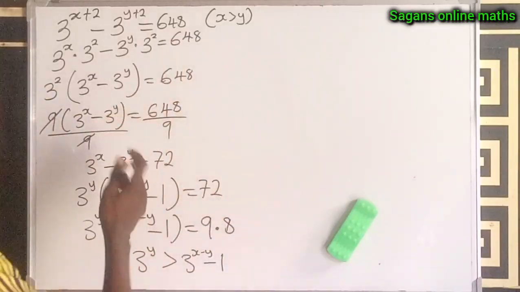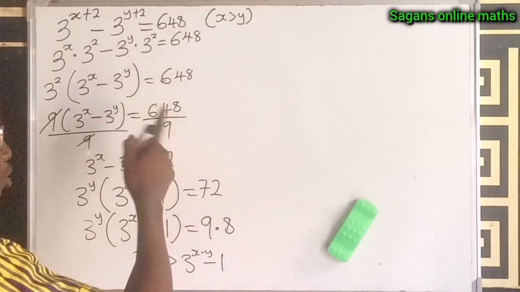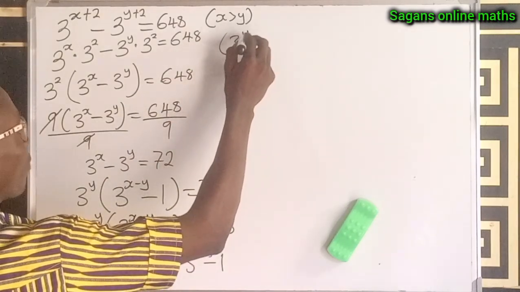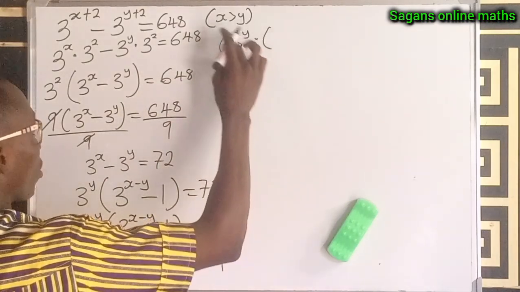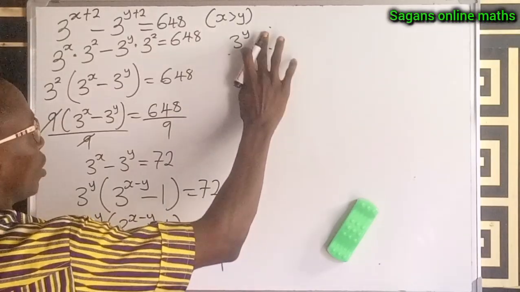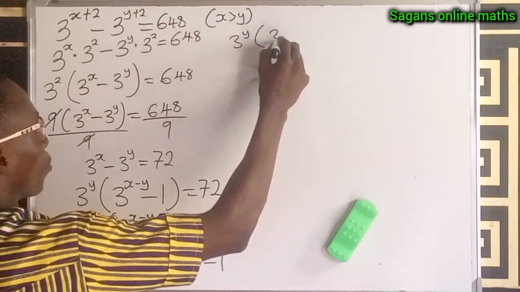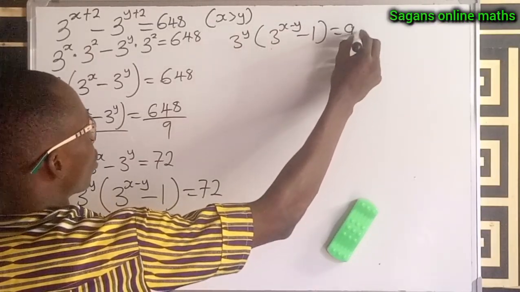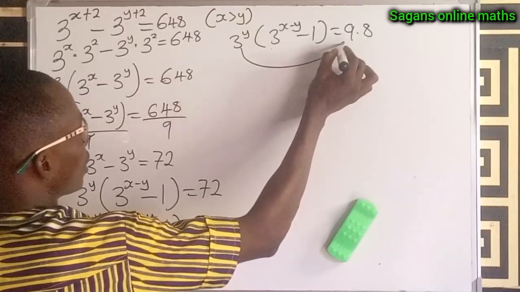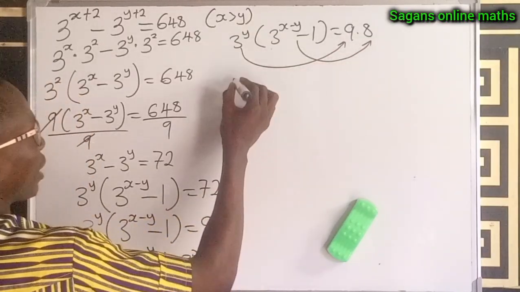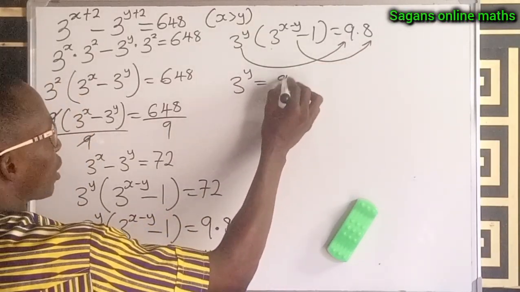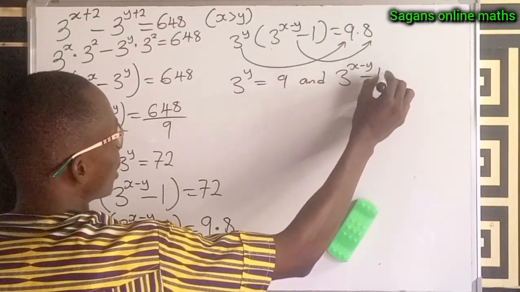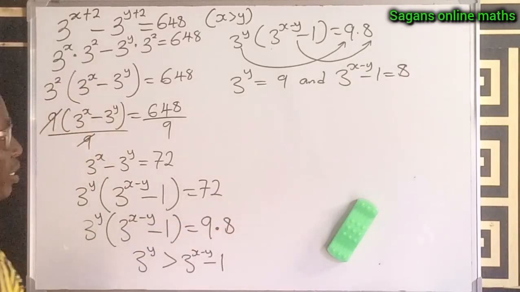Our target is to find x and y, but s must be greater than y. It means that 3 to the power of y multiplied by 3 to the power of x minus y minus 1 is equal to 9 multiplied by 8. We can equate this to this and also equate this to this. So see that 3 to the power of y is equal to 9, and 3 to the power of x minus y minus 1 is equal to 8. Wow, this is amazing.